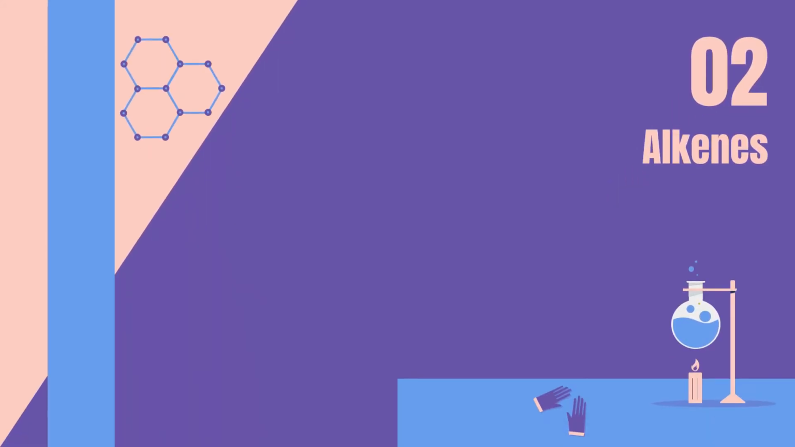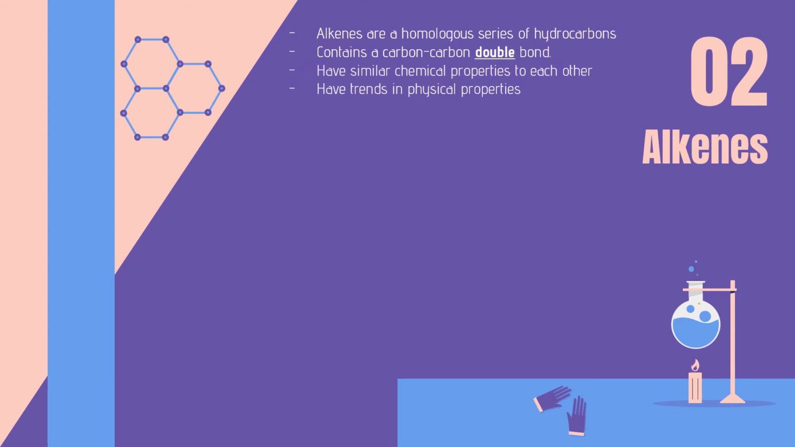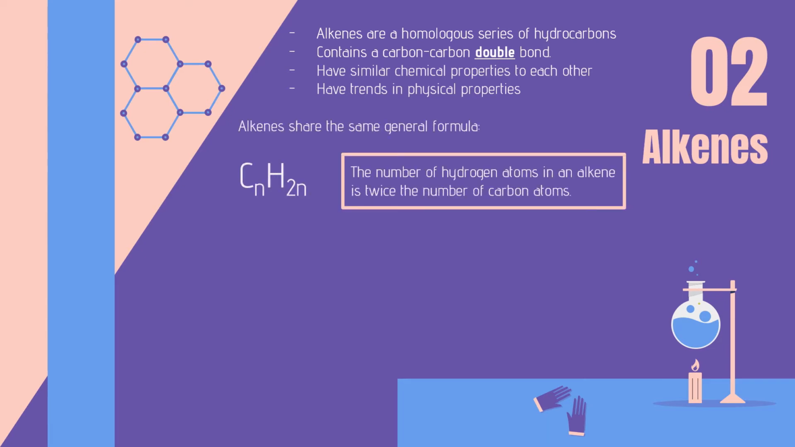Next up, moving on to alkenes. Alkenes have similar properties to alkanes. The only difference is that they have double bonds instead of single bonds. The formula is also a bit different. Instead, the number of hydrogen atoms here is only twice the amount of carbon atoms. No additional 2 needed.